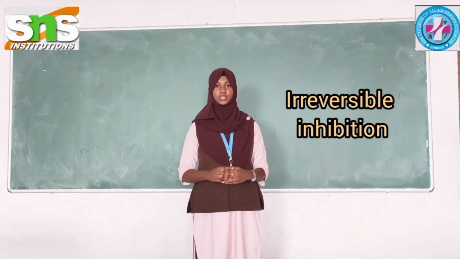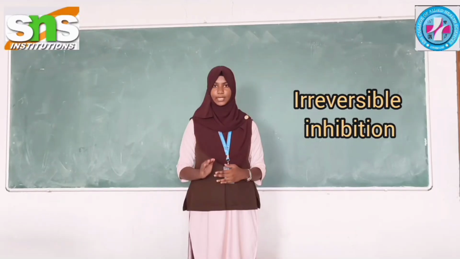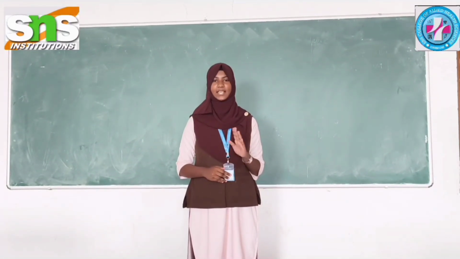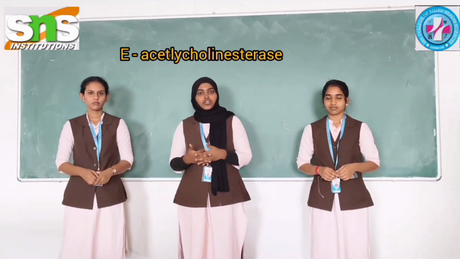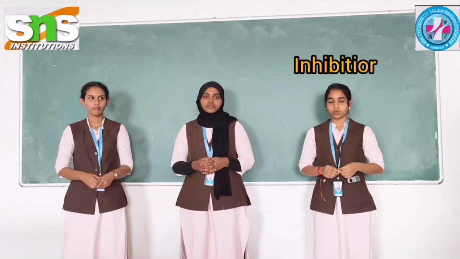Irreversible inhibition occurs when the inhibitor binds to the enzyme permanently. This usually occurs through strong covalent bonds and makes the enzyme inactive. I am acetylcholinesterase. I break down acetylcholine in nerve transmission. I am the substrate acetylcholine. I am essential for nerve supply. I am the inhibitor diisopropyl fluorophosphate. I permanently inactivate the enzyme. This irreversible inhibition leads to accumulation of acetylcholine and affects nerve function.